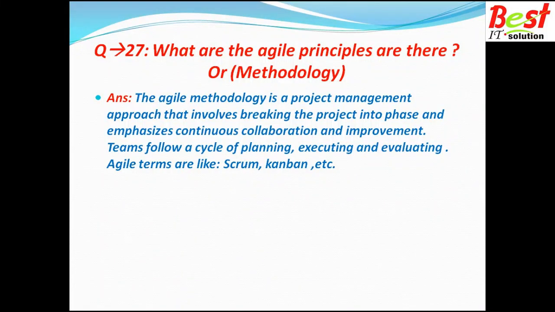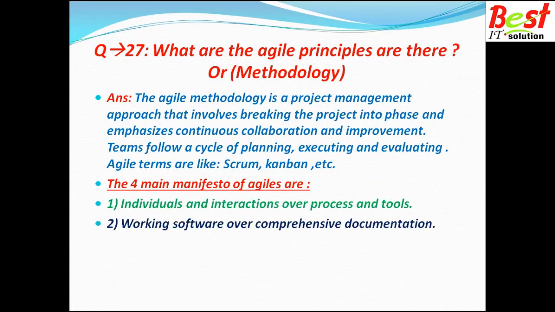So Agile says the project is broken into phases, with continuous collaboration and improvement. The Agile team follows a cycle of planning, executing and evaluating. In Agile we can mention Scrum and Kanban. The Kanban board is there, and Scrum meetings happen. So these are the Agile methodologies.